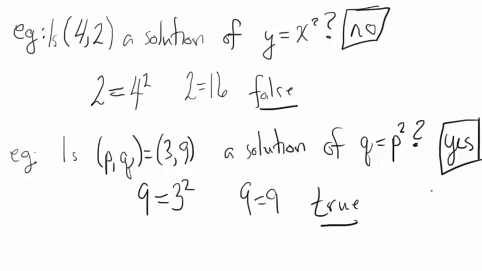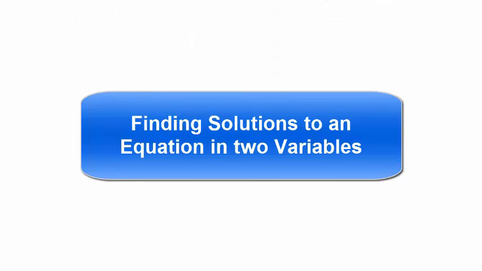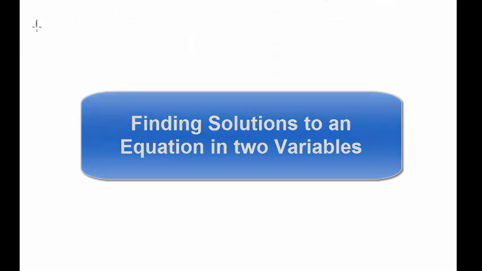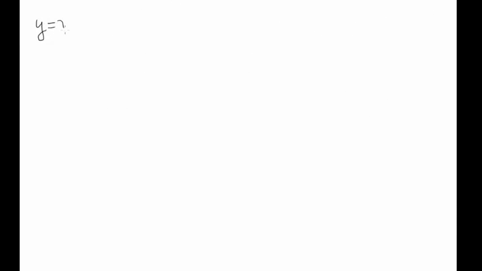So that's how you determine whether an ordered pair is a solution to an equation in two variables. But what if you just want to find a solution given an equation? So for example, y equals x squared plus 1. So we want an ordered pair that'll make this true. So an ordered pair is going to consist of a value for x and a value for y, such that y is equal to x squared plus 1. And so what we're going to do is we're just going to pick a value for one of our variables. I'm going to choose 1 for x.